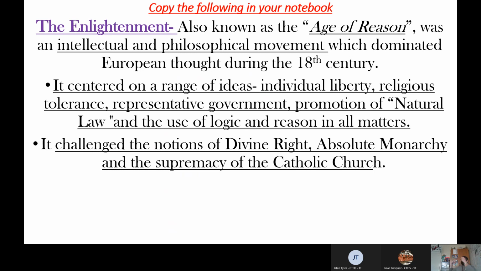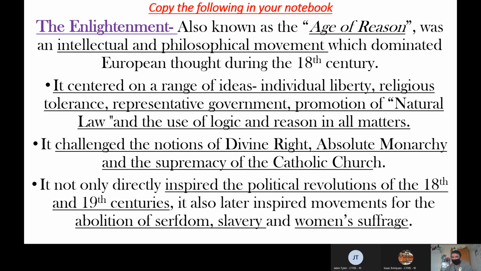Well, this is a time period where people are thinking beyond some of those traditional schools of thought. They're questioning just about everything. It not only directly inspired the political revolutions of the 1700s and 1800s, but it also later inspired movements for the abolition of serfdom, slavery, and women's suffrage. You guys know what suffrage is?